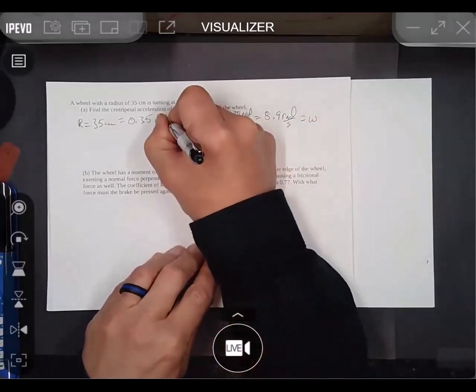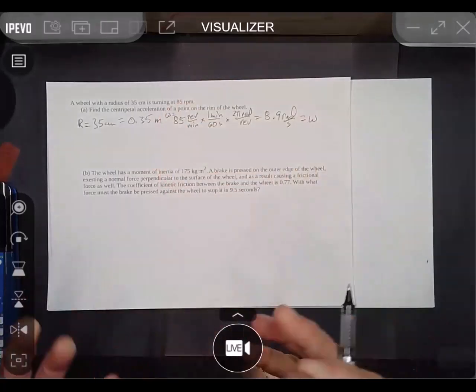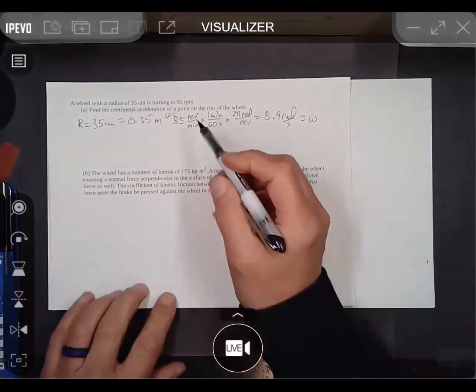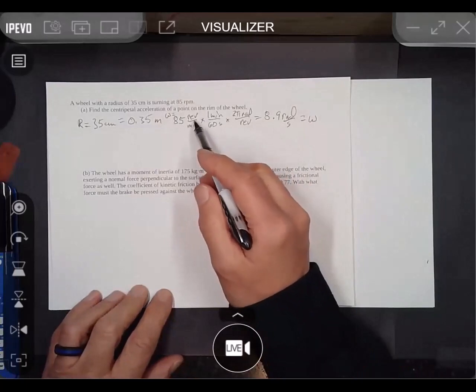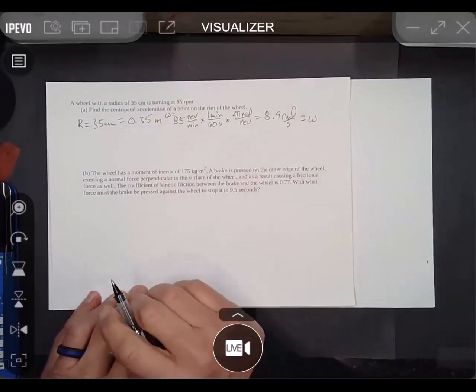Omega is what you get when you're given RPM. It's not a convenient unit. Revolutions per minute isn't, but you can convert it easy enough.